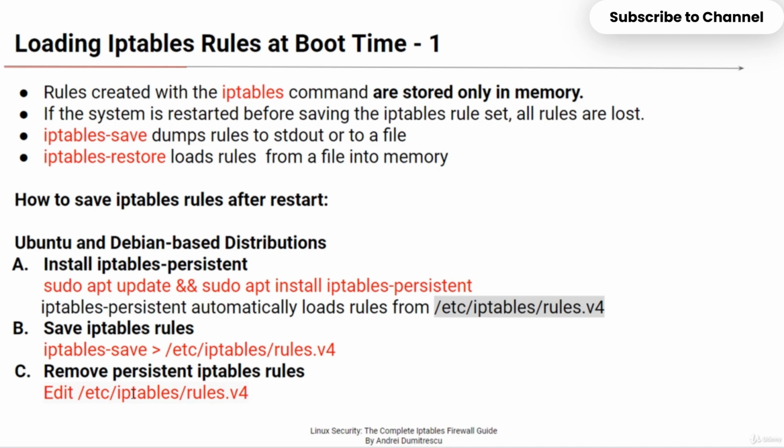There are two commands that are used to dump iptables rules from the RAM memory to a file and respectively to load rules from a file into memory. These two commands are iptables-save and iptables-restore. The first command dumps rules to standard output or to a file, and the second one loads rules from a file into memory. Let's see how they work.